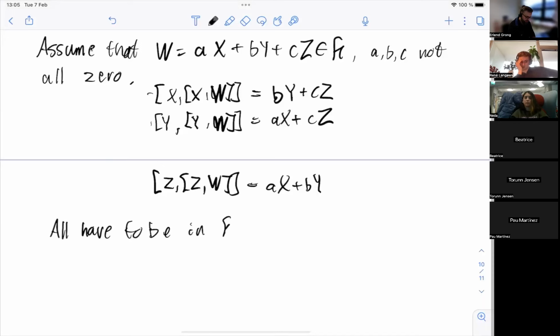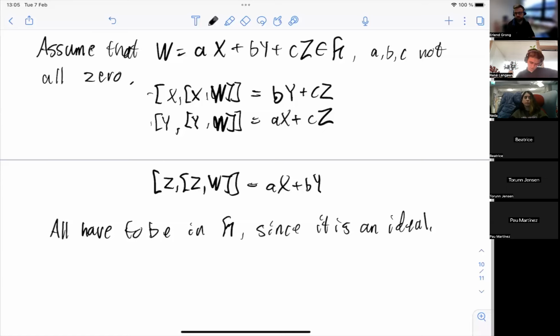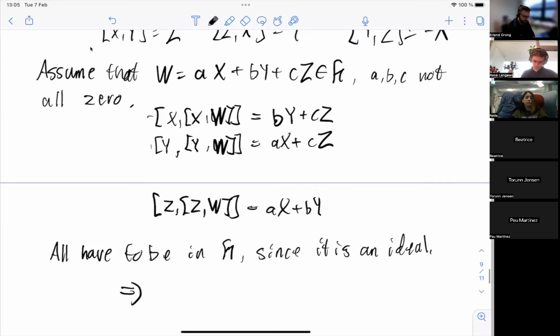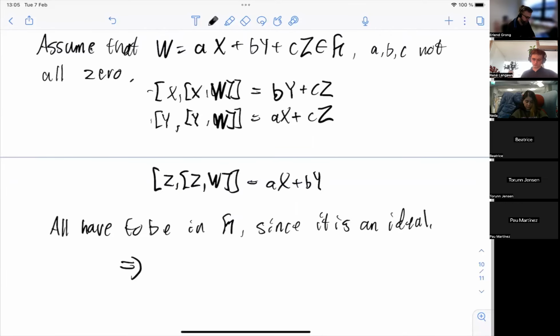All have to be in H, right? Because it is an ideal. Since I took an element of H and I took brackets with it, the resulting elements also have to be in H, and since this is a subspace, I can subtract each of these elements from W, and so I get that AX, BY, and CZ have to be in H as well.